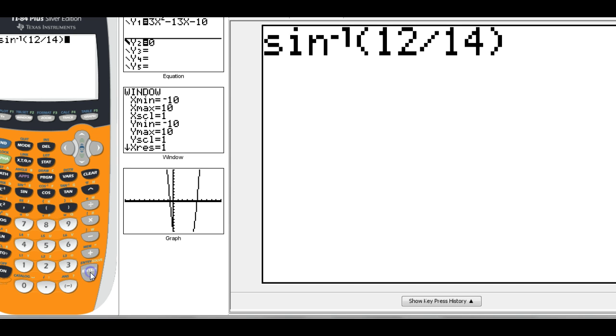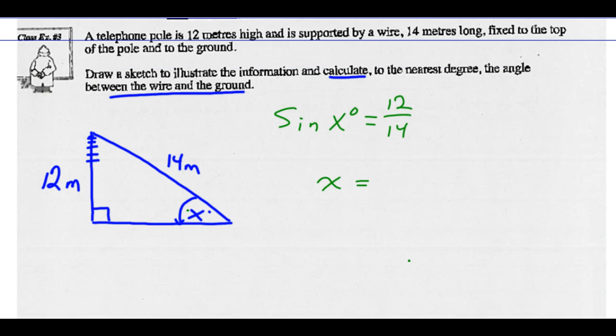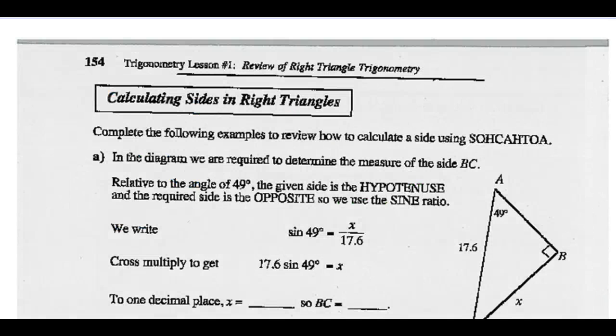I only need one bracket there, and we come up with 58.99. So to the nearest degree, that's 59 degrees. All right. Excellent. Next page.